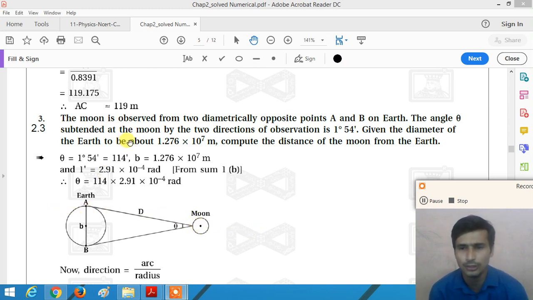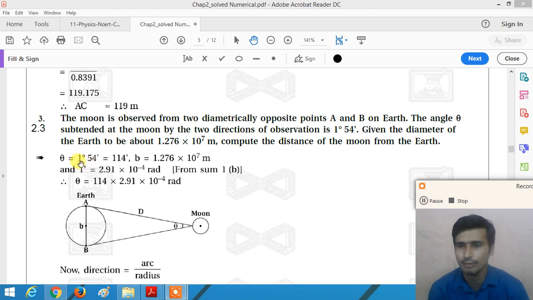So first of all, dear student, the angle between the two directions is given to you as 1 degree and 54 minutes. So we take theta as 1 degree and 54 minutes. We need to convert this theta from degrees and minutes into radians. So theta is equal to 1 degree 54 minutes.